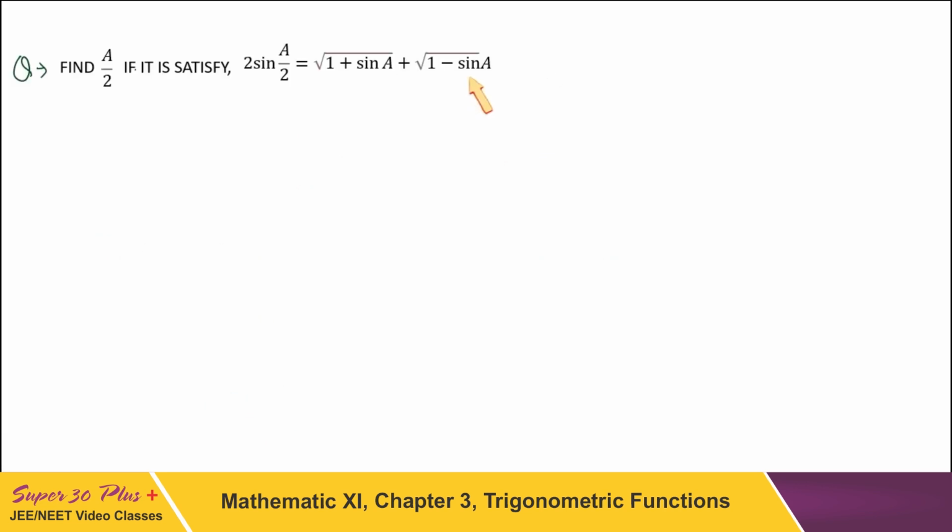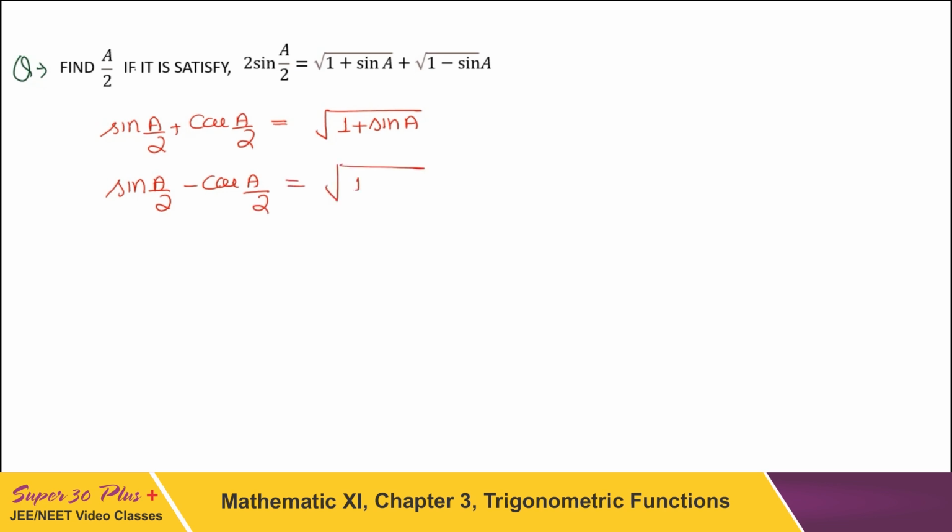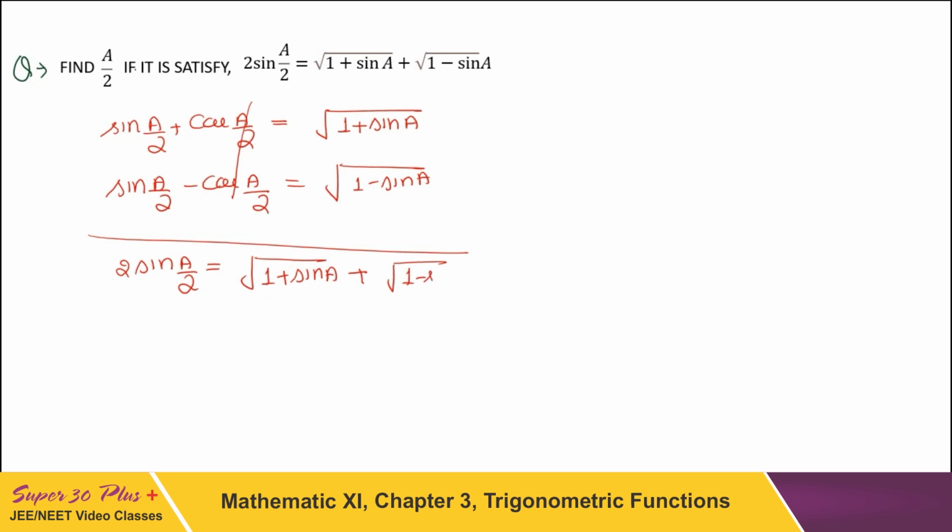Find a by 2 if it satisfies 2 sin a by 2 is equal to square root of 1 plus sin a plus square root of 1 minus sin a. As we know, sin a by 2 plus cos a by 2 is equal to plus or minus square root of 1 plus sin a, and sin a by 2 minus cos a by 2 is equal to plus or minus square root of 1 minus sin a. If we add both these equations, then we find that 2 sin a by 2 is equal to plus or minus square root of 1 plus sin a plus or minus square root of 1 minus sin a.